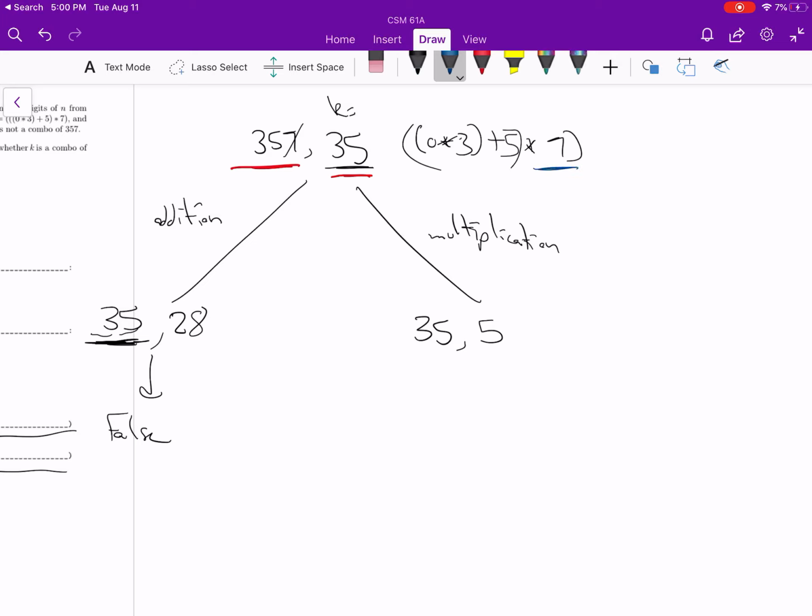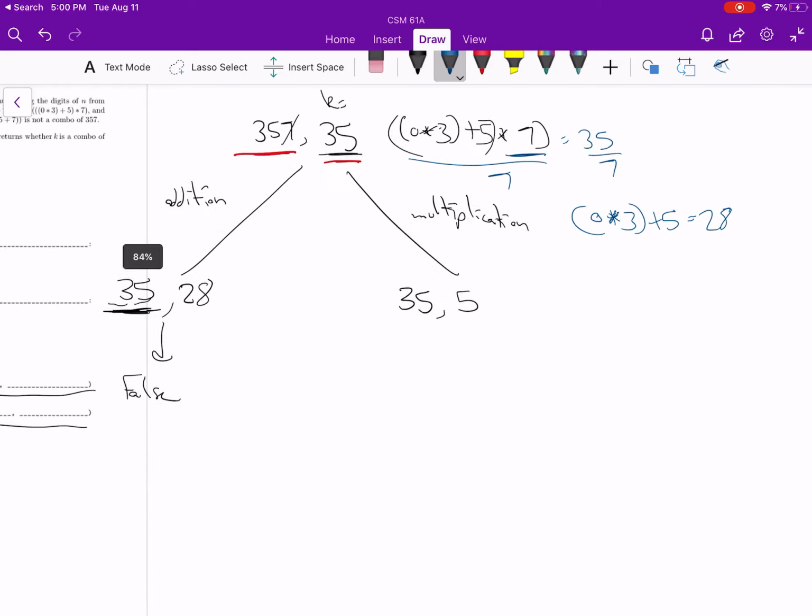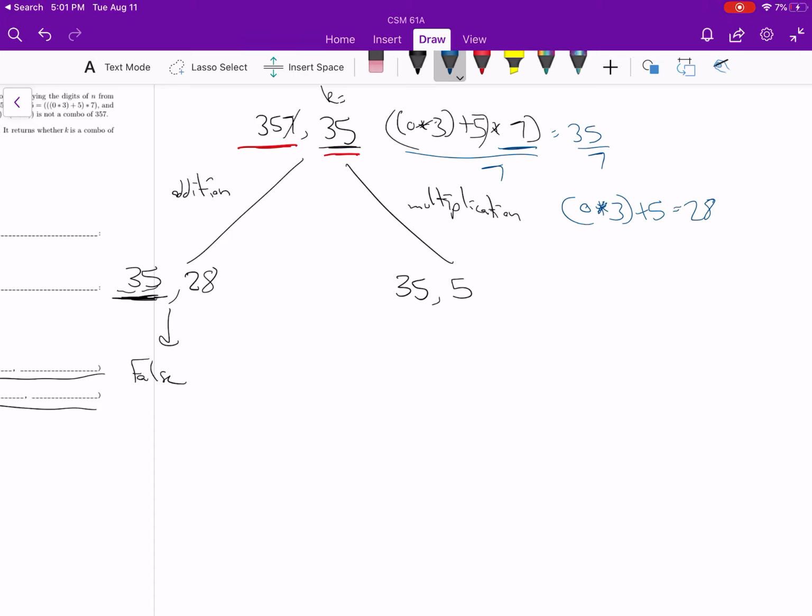It was multiplied. And if we divide both sides by 7 here, then we get the remaining combination, which is 0 times 3 plus 5 is equal to 5. Oh sorry, that's not 28, that's 5, sorry. So this subproblem is also solved, and we can continue to simulate it using our addition and multiplication.